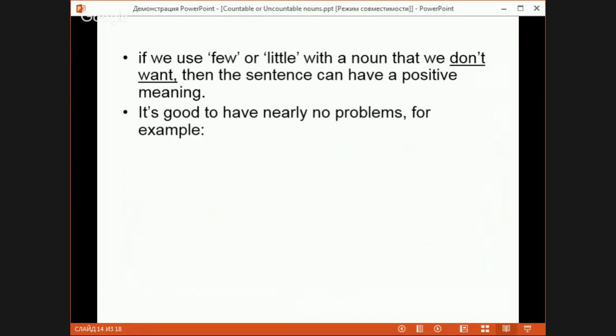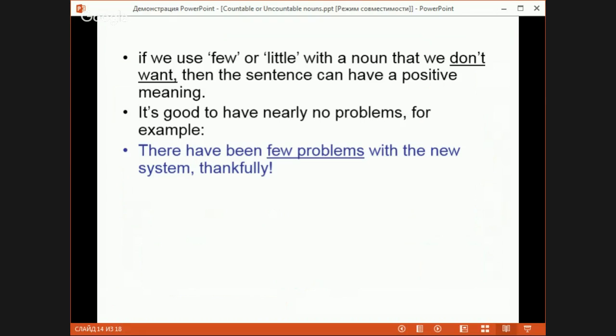Because it's very good when you almost have no problems. Yes, it's almost nothing. So there have been few problems with the new system, thankfully. Yes, you are happy because problems, it's not what you want. So when there is few or little, you are happy. Luckily, there is little crime in my town. Again, little crime, it means almost no crimes.